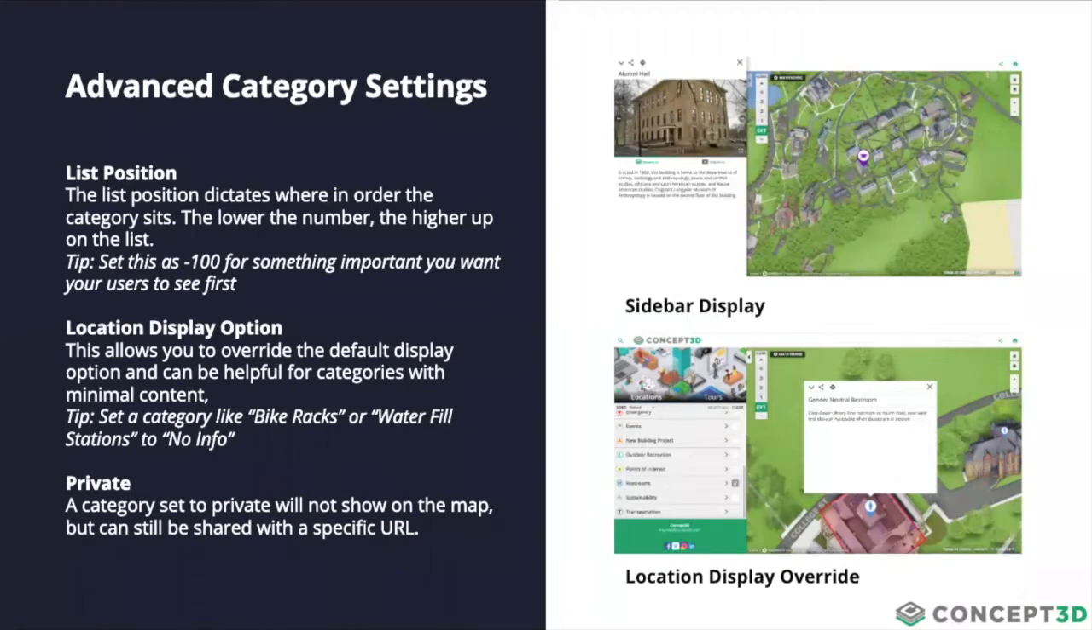And then lastly, a setting that we see used frequently is the ability to set a category to private. This allows you to create content on the map that won't be shared publicly. However, you can share this with a specific URL. This is a great way to get other stakeholders' eyes on content, maybe before you make it live, or perhaps you have an event-specific category that you don't want on your main map, but you do want to share it via a link in an email, or maybe on social media. Private is a great setting to use to do so.